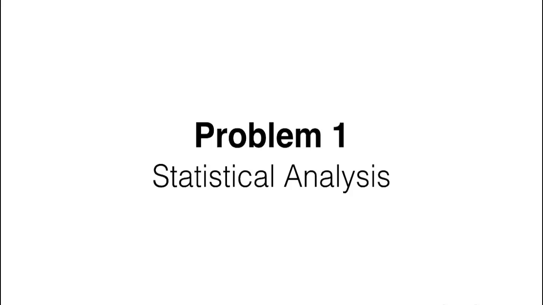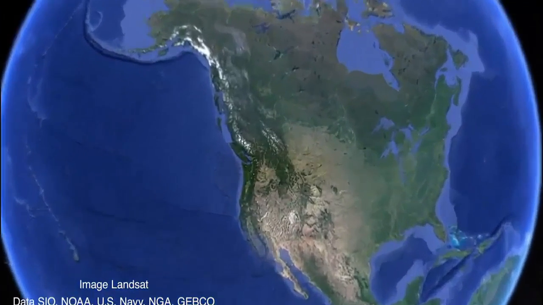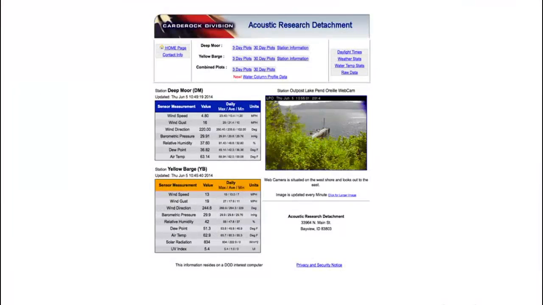In this problem, we'll use weather data collected by the U.S. Navy from Lake Pend Oreille in northern Idaho. Lake Pend Oreille is the fifth deepest freshwater lake in the United States. It's so deep, in fact, that the U.S. Navy uses it to test submarines. As part of that testing, the U.S. Navy compiles an exhaustive list of weather statistics, including wind speed, air temperature, and barometric pressure.